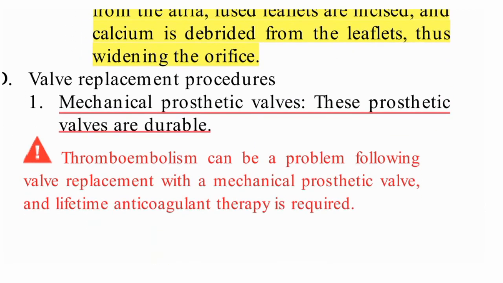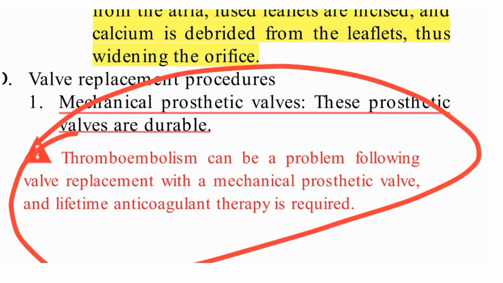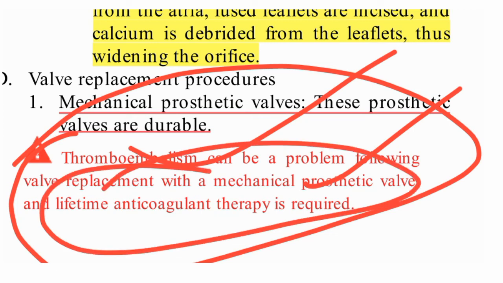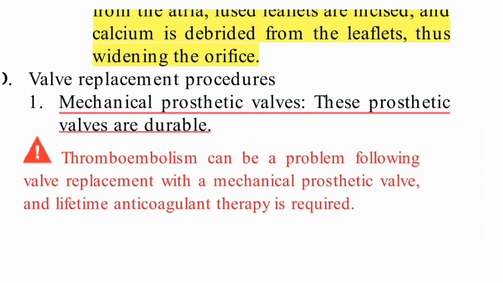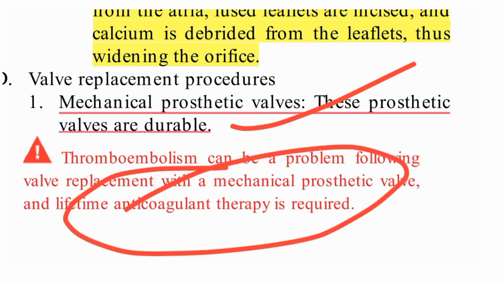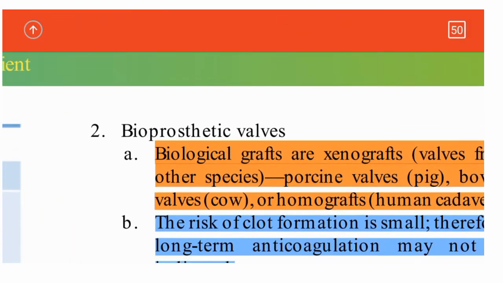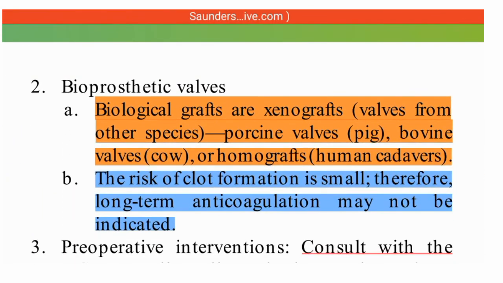Some important points about this valve: thromboembolism can be a problem following replacement with mechanical prosthetic valves. So we need to give lifetime anticoagulant therapy. When we put in a mechanical prosthetic valve, lifelong anticoagulation therapy is required. Now coming to bioprosthetic valves. In a bioprosthetic valve, biological grafts are xenografts, so valves from other species.